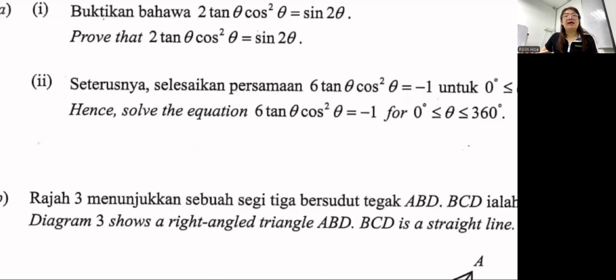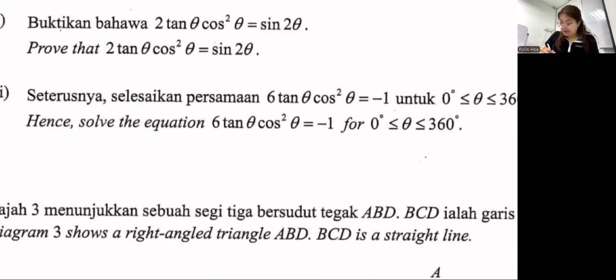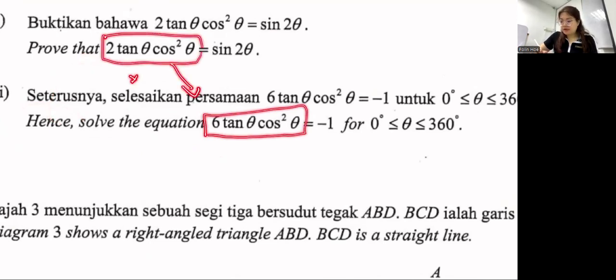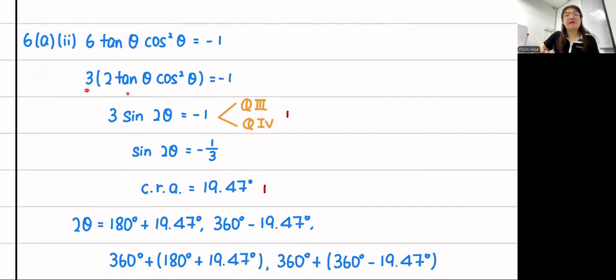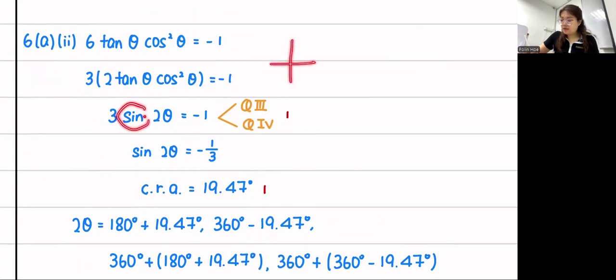Look at A part 2. Hence, solve the equation. The word hence means I have to go back to this. What did you realize? 6 tangent theta square theta, 2 tangent theta square theta. This one is multiplied by 3. 2 change to 6 and multiply by 3, 对不对？所以我就会变成这个东西 will be 3 sin 2 theta. 所以我的第二个东西我会有 3 and then you have to write this equals to, this one is sin 2 theta equals to negative 1/3. Now, when sine is negative 1/3, we apply this, add sugar to coffee.